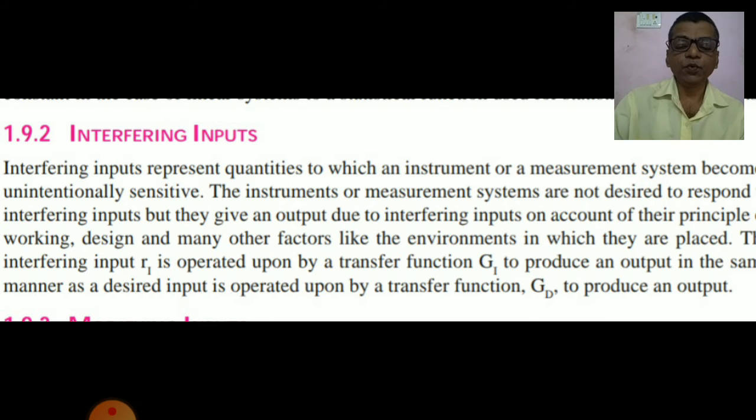The interfering input RI is operated upon by a transfer function GI to produce an output CI equal to GI times RI, as with the desired input. So GI is the transfer function for interfering input, and RI is the interfering input, which produces the interfering output represented by CI.